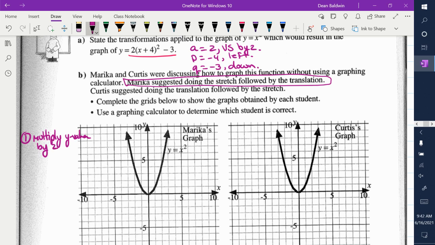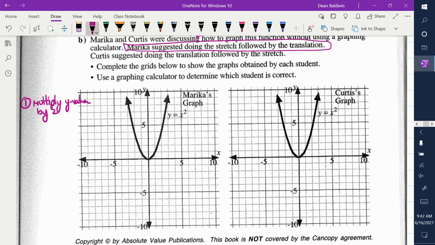So here's the graph. Just pick a couple. The center 0, 0 is going to stay the same. This has a Y value of 1. I multiply it by 2, it goes to there. This has a value of 1. Boom. So I get this. So there's step 1 from Marika. Is everybody okay with that? I just multiplied the Y values by 2. That's the vertical stretch. And you can see the graph got stretched vertically.